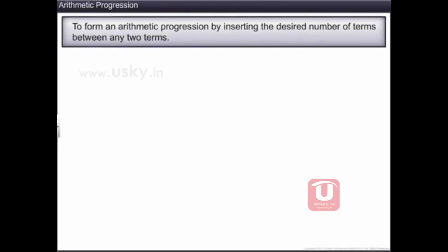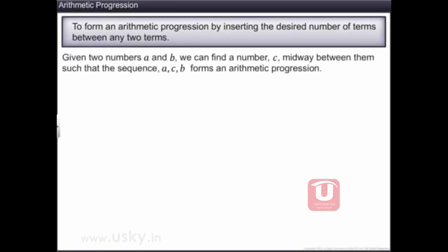Let us now learn to form an arithmetic progression by inserting the desired number of terms between any two terms. Given two numbers a and b, we can find a number c midway between them such that the resulting sequence of the three numbers forms an arithmetic progression. That is, we can find a number c such that c minus a is equal to b minus c, or c is equal to (a plus b) upon 2.